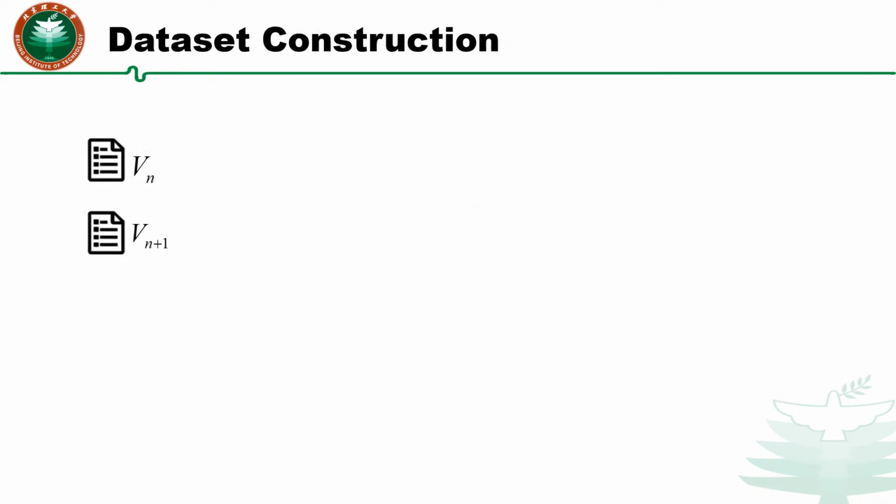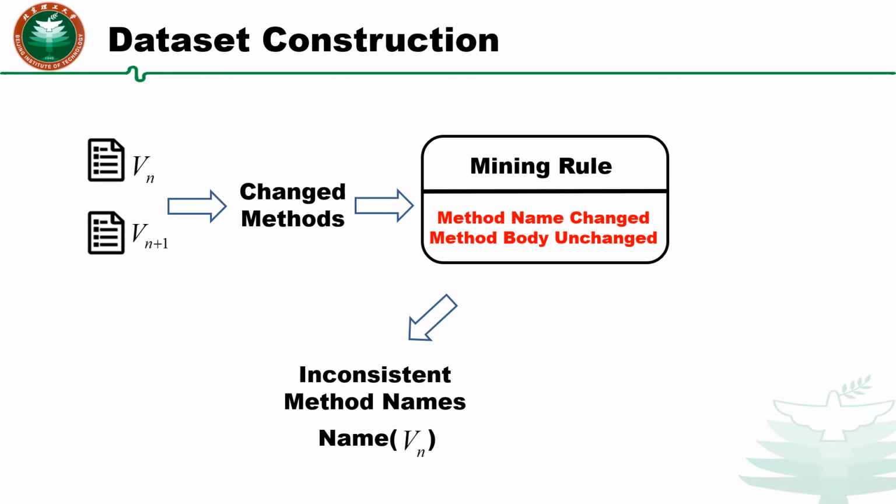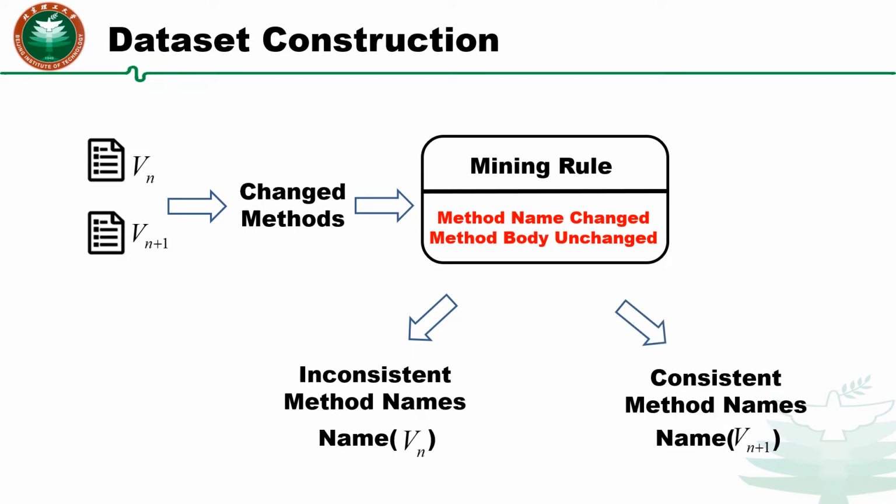Here we present the dataset construction. We first traverse every two adjacent commit versions to find the changed methods between these two versions, and then we use mining rules to obtain consistent and inconsistent methods. We consider the method name of the previous version, which is the buggy version before renaming, as an inconsistent method name, and the later version, which is the fixed version after renaming, as a consistent method name. We also extract the context information of the current method for subsequent use.